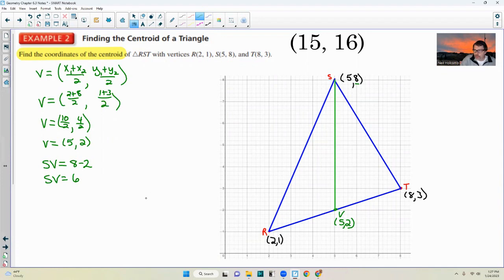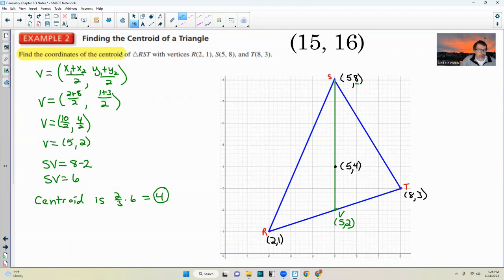Okay, so the centroid is 2/3 of that. So the centroid is 2/3 of 6, which equals, well, 6 divided by 3 is 2, times 2 is 4. Or you could say 6 times 2 is 12, divided by 3 is 4. So the centroid length is 4. So I'm just going to start at 8, and I'm going to count down 1, 2, 3, 4, and right there is my centroid, and that is the point (5, 4).